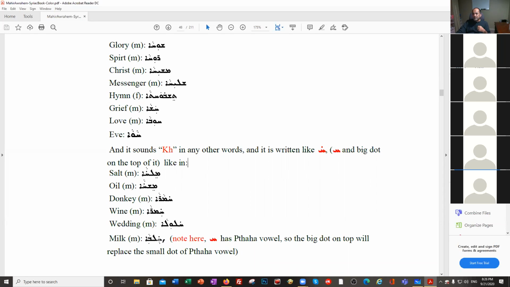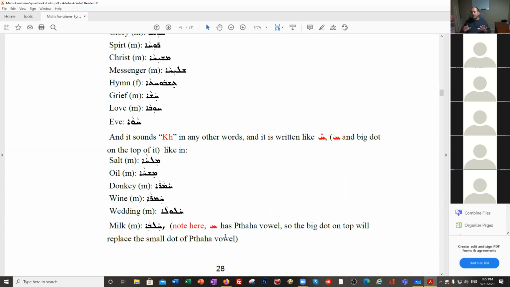Notice here the pthaha: the upper dot on the letter for pthaha joins the big dot for kh, so it is going to be khalwa. Those are exactly the two accents we have in the Eastern Syriac dialect, the mountain and the Dashtan Ninwa. Sorry, before that: in the mountain accent, it is always pronounced he, regardless of classic or spoken.